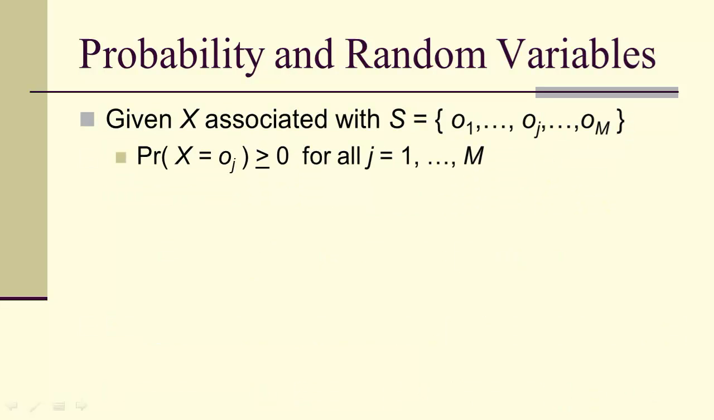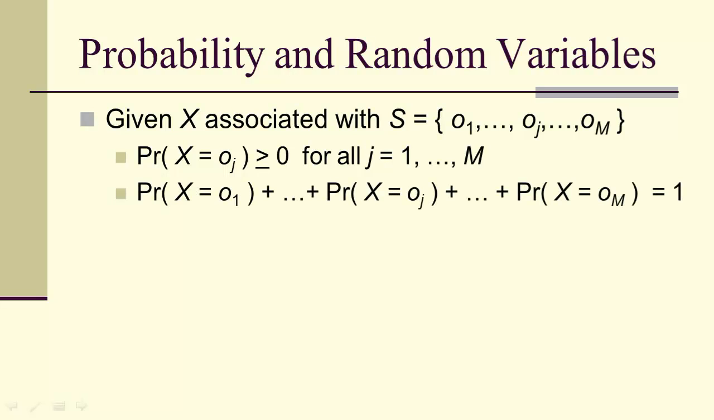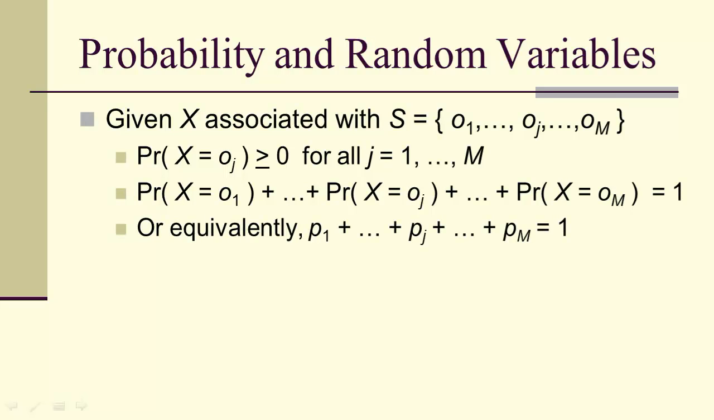Now if we have an X associated with a set, then the probability is non-negative for all outcomes. The sum of the probabilities is equal to 1, or in our subscript notation we would write p sub 1 summed up to p sub m is equal to 1.